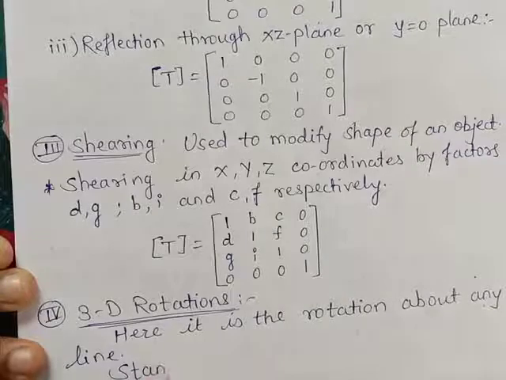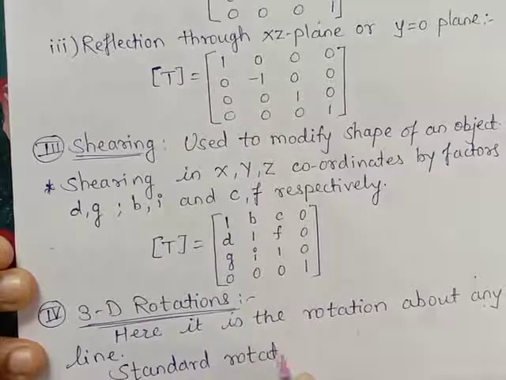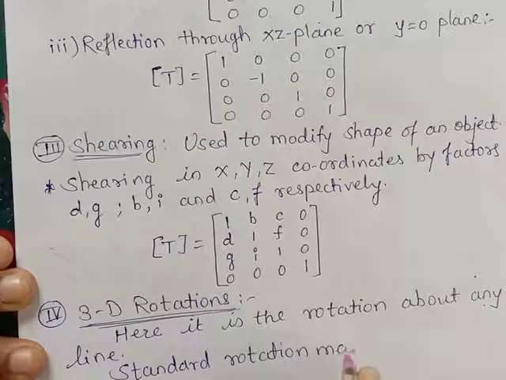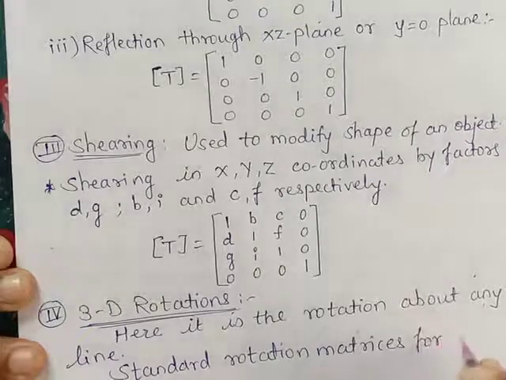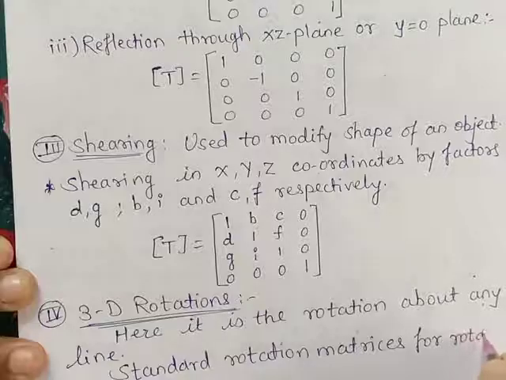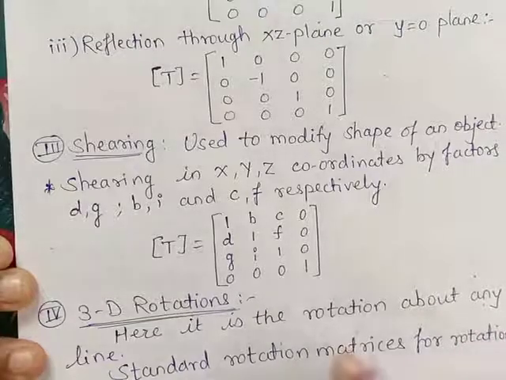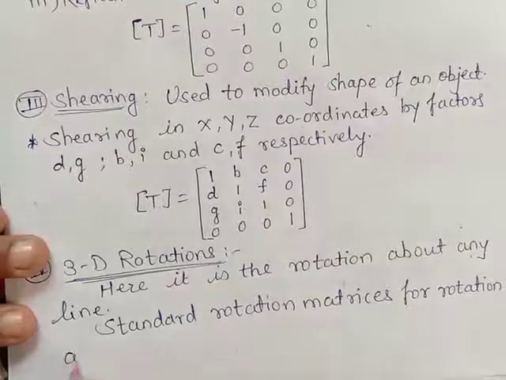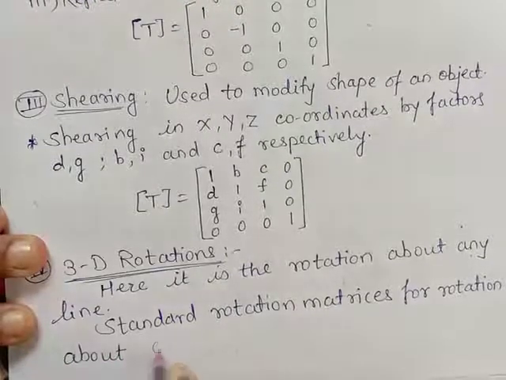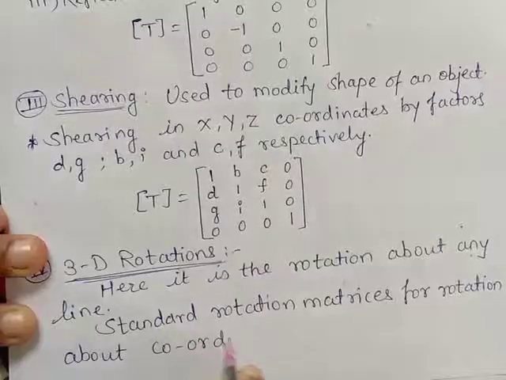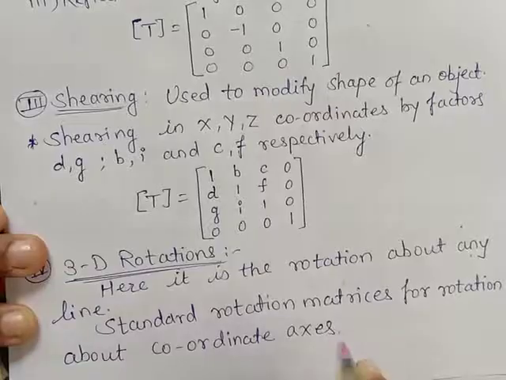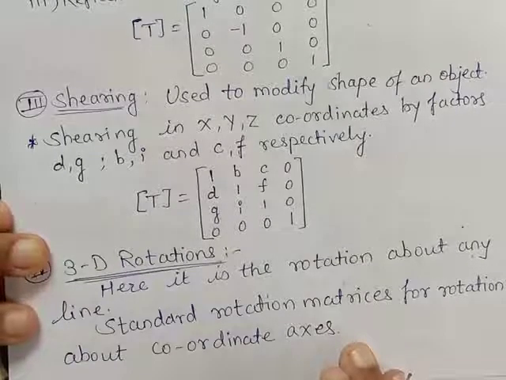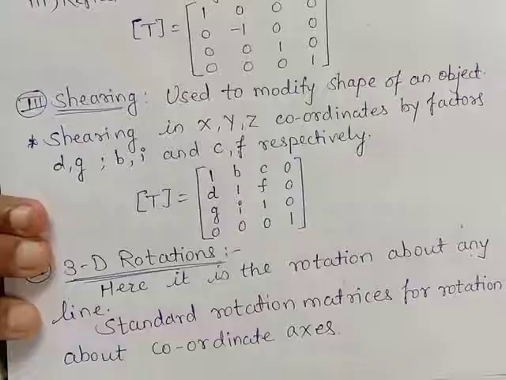Standard rotation matrices for rotation about coordinate axis. So means x-axis, y-axis and z-axis. Let us write the matrices for them.